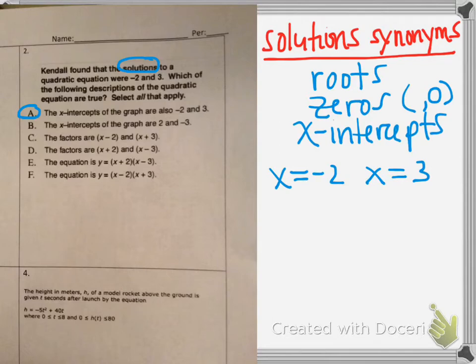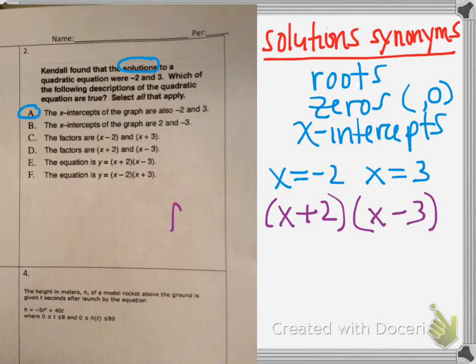And then since the solutions are -2 and 3, we could work backwards and write the factors. So if the solution was -2, the factor had to have been the opposite sign because you apply the zero product property to get that -2. And the other factor, if it was a 3, had to have been a -3. So I could call it f of x equals, these are my two factors. So if I look at answer choices C and D, it looks like answer choice D matches.